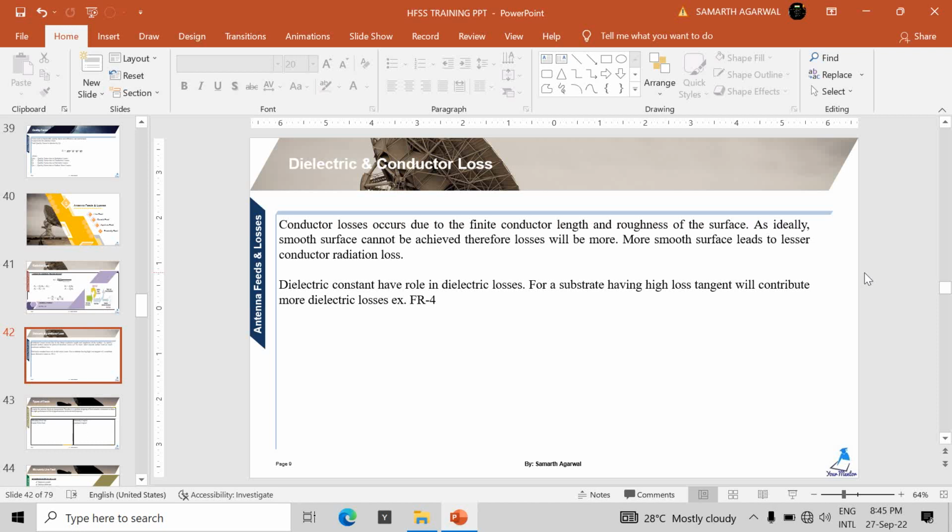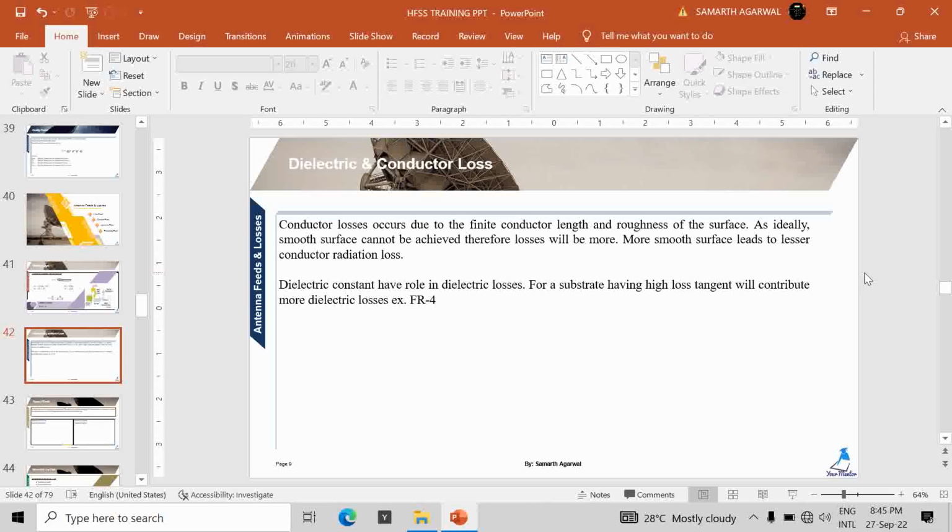The dielectric and conductor losses are also there after radiation losses. So conductor losses: mainly we all know that in the case of a microstrip patch antenna, the radiation will take place because of the fringing fields. Now, suppose the conductor is infinitely long, then there will be no losses at all. Fine. But a smooth surface cannot be achieved, therefore losses will be more.